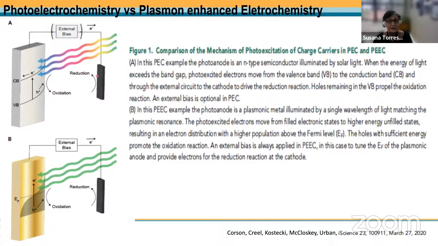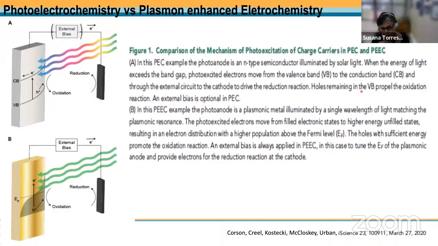This is, for example, in this figure, in part E, a photoelectrochemical process. In the photoelectrochemical example, the photoanode is always an N-type semiconductor that is illuminated with solar light, that is, with the whole spectrum of light. So when the energy exceeds the band gap, photoexcited electrons move from the valence band to the conduction band through the external circuit, the cathode drives the reduction reaction, and holes remaining in the valence band propel the oxidation reaction. In this case, you can use an external bias or not, because everything is provoked by the light.